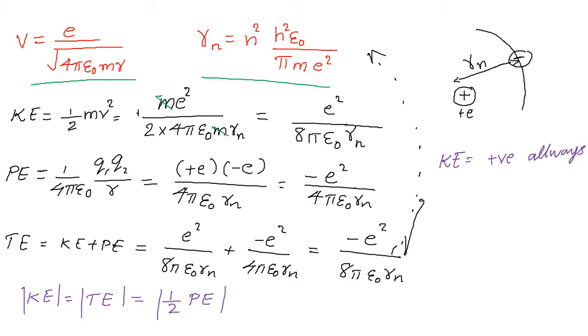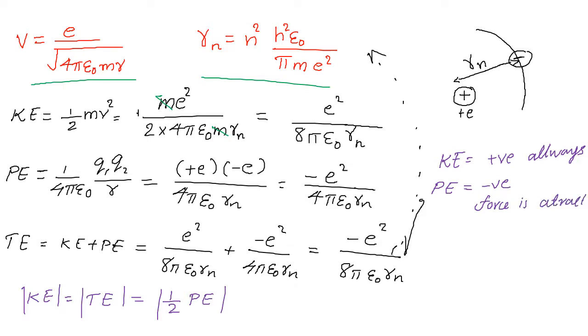Now, let us consider the potential energy. I told you that this potential energy is due to the electrostatic force of attraction between the two, namely the nucleus and the electron. So if the force is attractive, then the potential energy will be negative. So potential energy is obviously negative, and this is because the force is attractive.